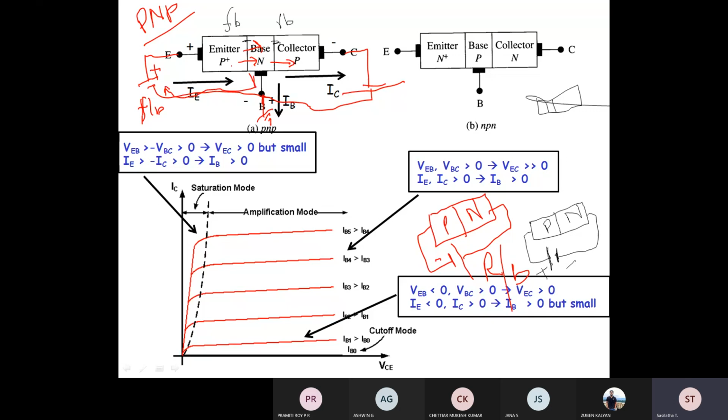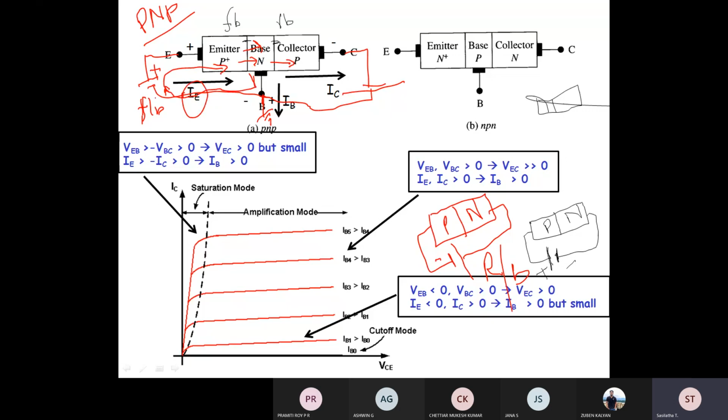So see, the holes are moving like this, and the conventional current direction is equal to the direction of flow of holes. So I can say that some hole current will be flowing through this particular input side. That is called IE. I'll repeat the same thing. You please try to follow me.